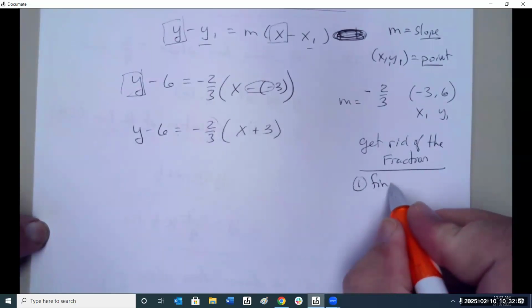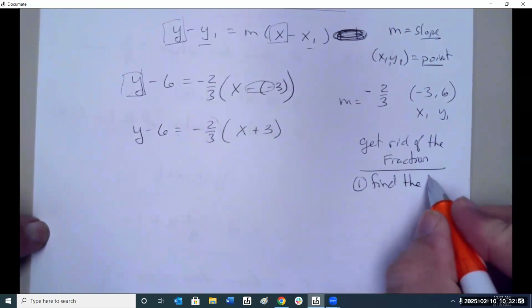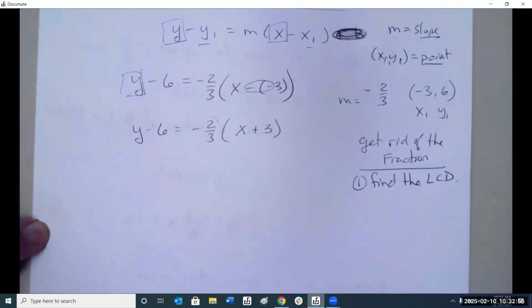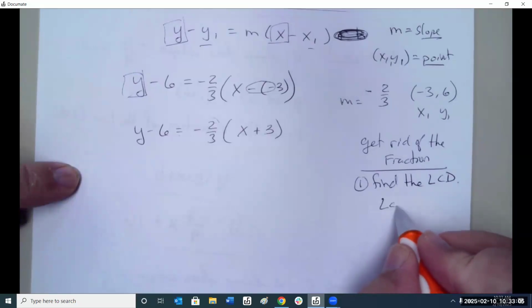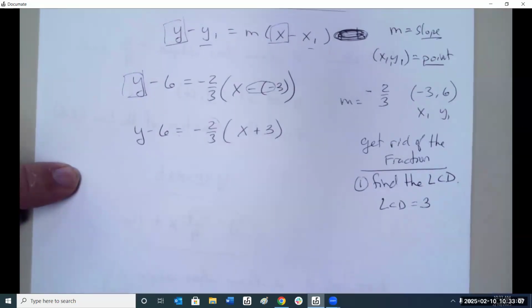First, find the LCD of this equation. What's the LCD of this equation? 3. Yeah, it's the only denominator. So LCD is equal to 3.